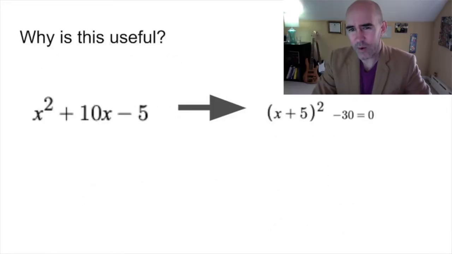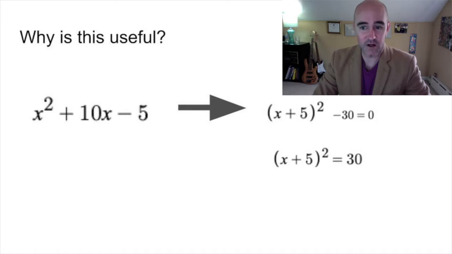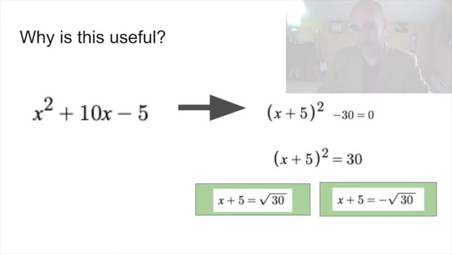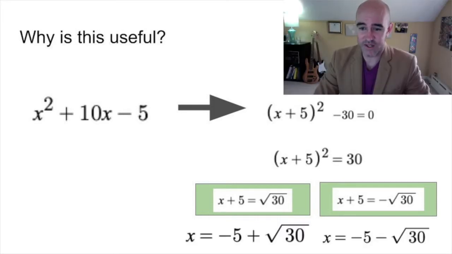Now, why might we want to do that? Well, it's useful because if we can get something into the form on the right, this one is x plus 5 squared minus 30. If we want to find the zeros, we set it equal to 0. And then we have x plus 5 squared equals 30. Well, that's useful because then we can take the square root of both sides. So then we have x plus 5 is equal to the square root of 30 or negative the square root of 30. Now we can just subtract 5 from both sides and get x equals negative 5 plus the square root of 30, or x equals negative 5 minus the square root of 30.